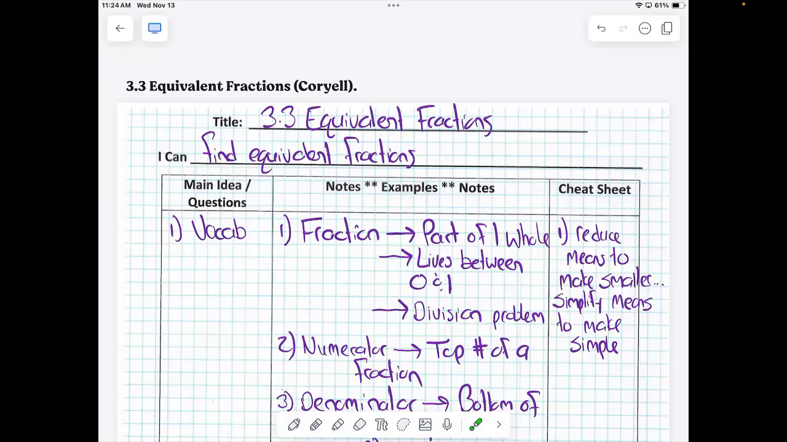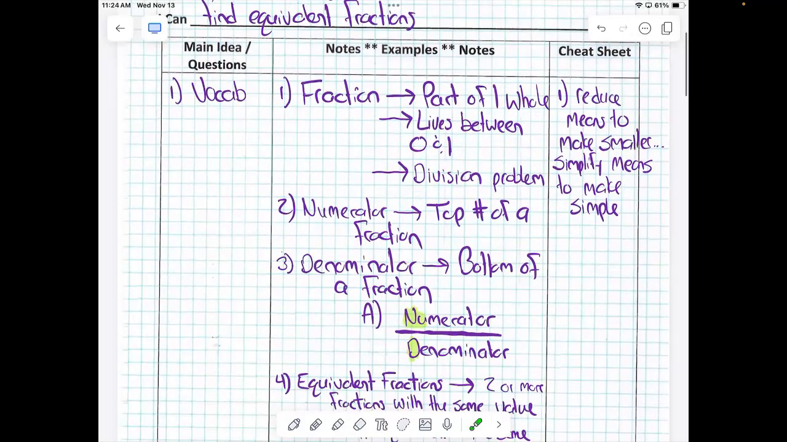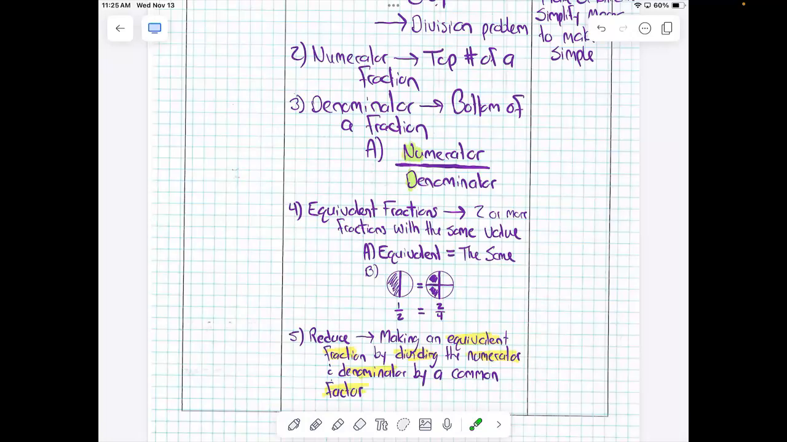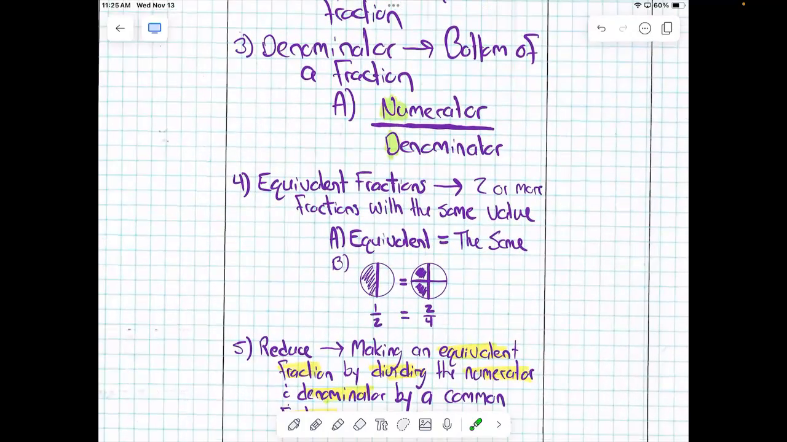Number one, where do fractions live? Between 0 and 1 on a number line, right? Yes. Okay. What is the top number of a fraction called? Numerator. What's the bottom number of a fraction called? Denominator. What is the name of this thing that separates the numerator and denominator? Fraction bar. Say that again. Fraction bar. All right.